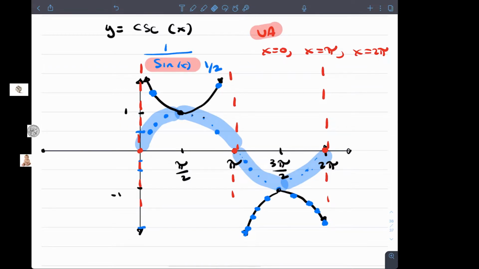And again, the final graph does not have what? This here. Okay? What is this?